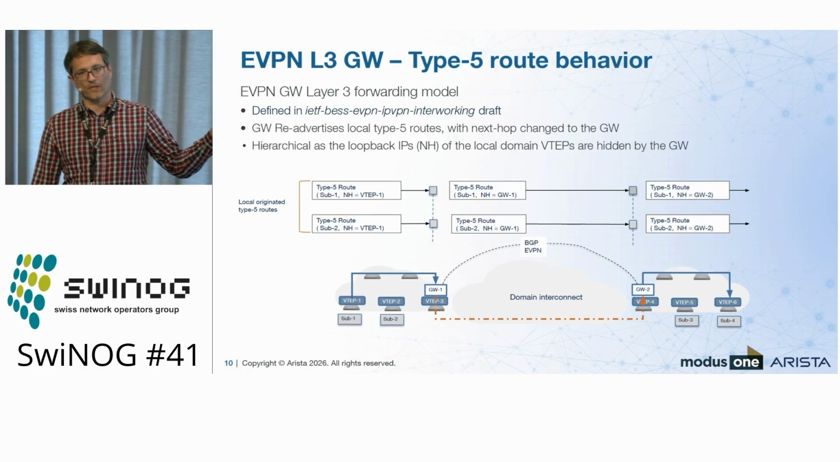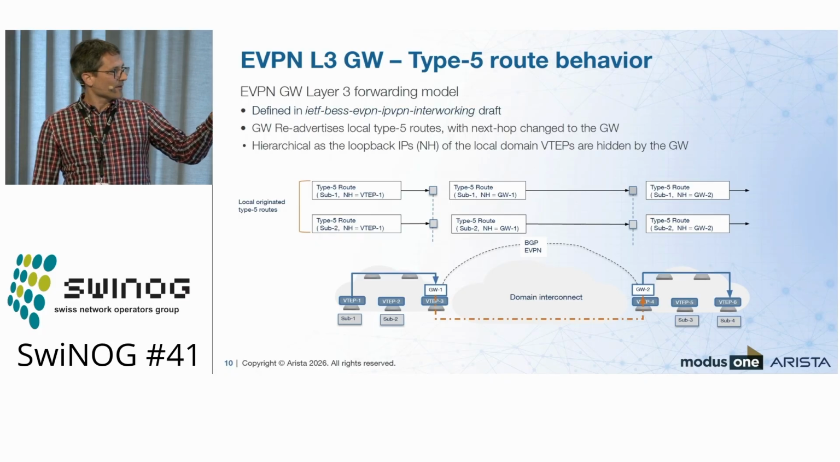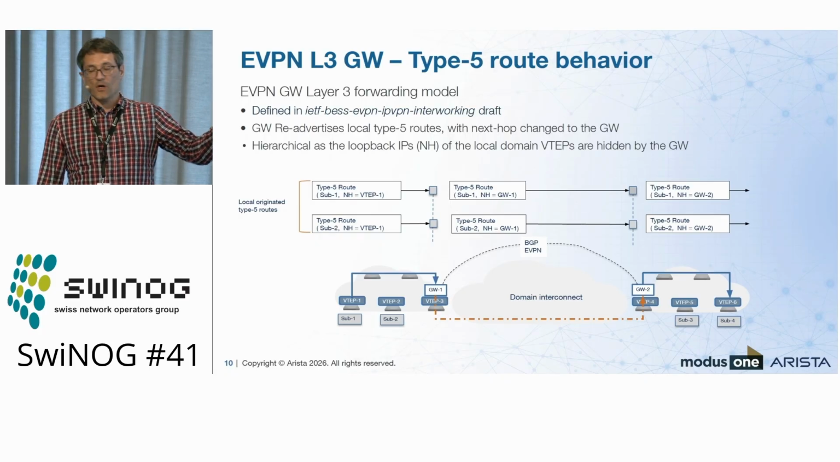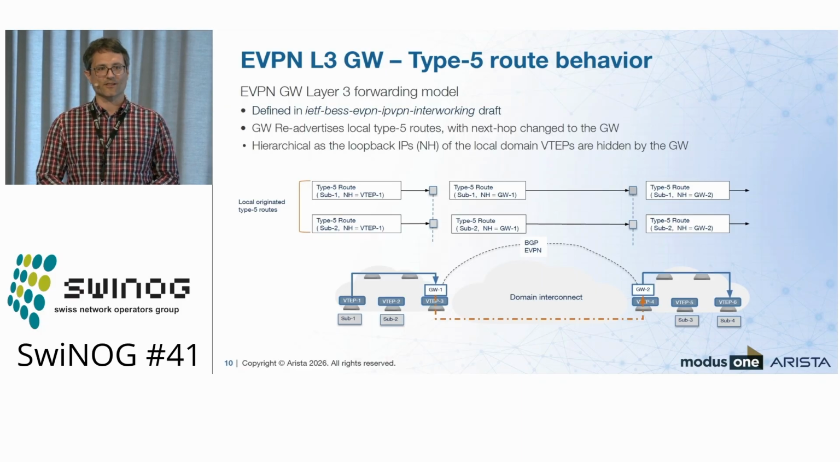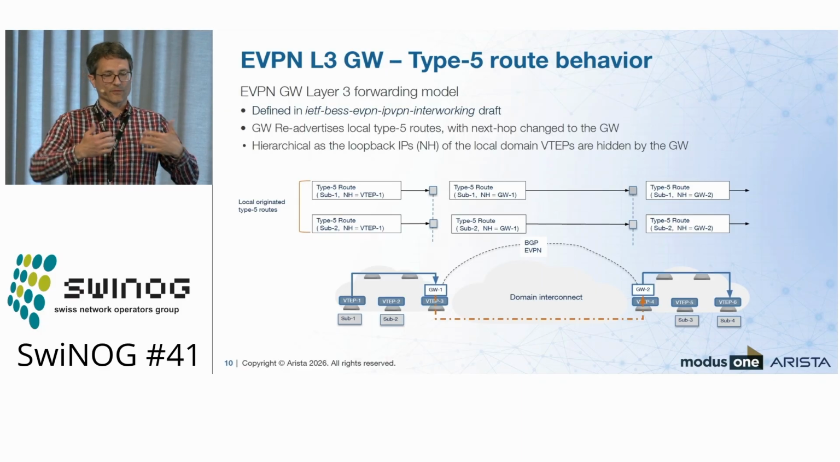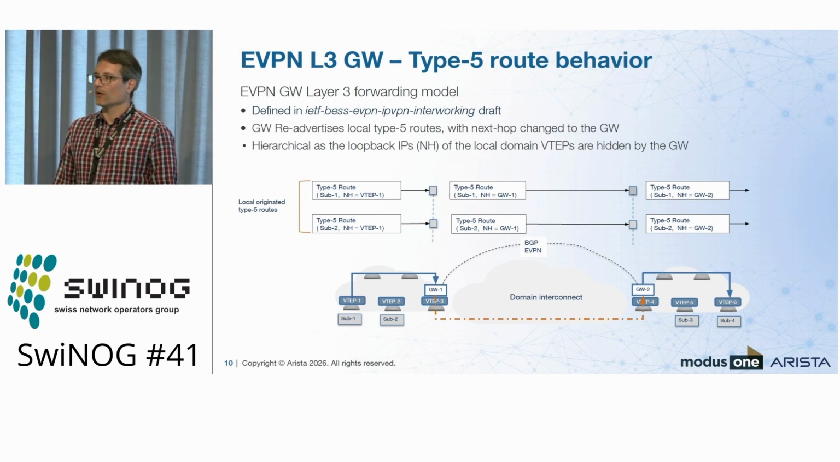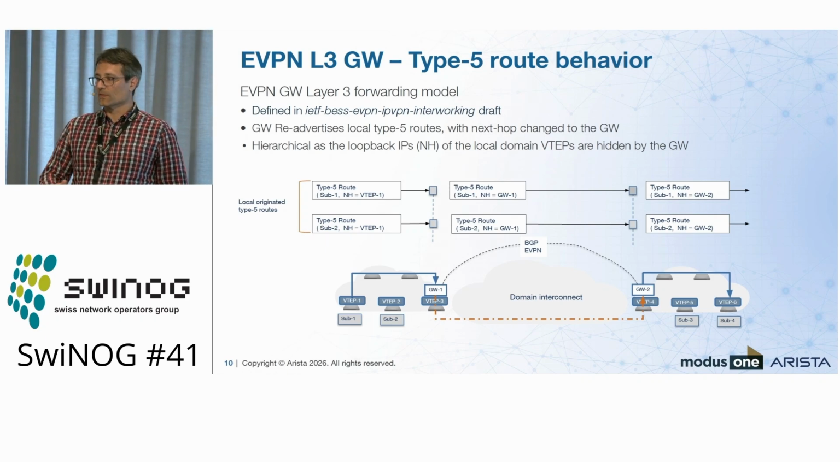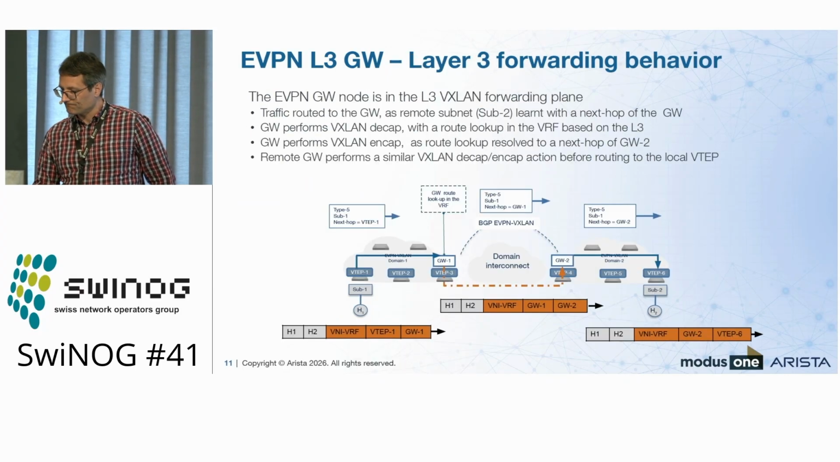So with this, we also build some hierarchy. The VTAPs in the remote data center do not need to know all the loopback addresses, all the tunnel endpoints from the local data centers. So this is already a big step into scaling further with EVPN.